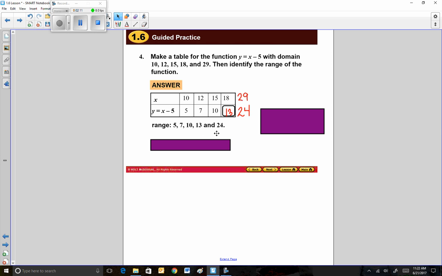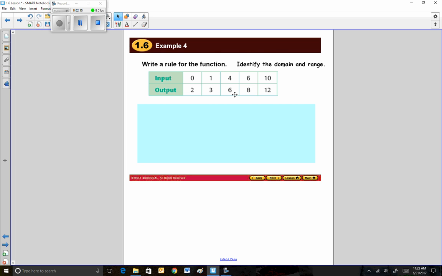How'd you do? Hopefully you did well. Let's try another one. This time, I give you the entire table filled in, and you need to come up with the rule. Take a look at the input and see what goes as the output. And notice it increased. It went from 0 to 2. So we're probably looking either addition or multiplication because it's getting bigger.